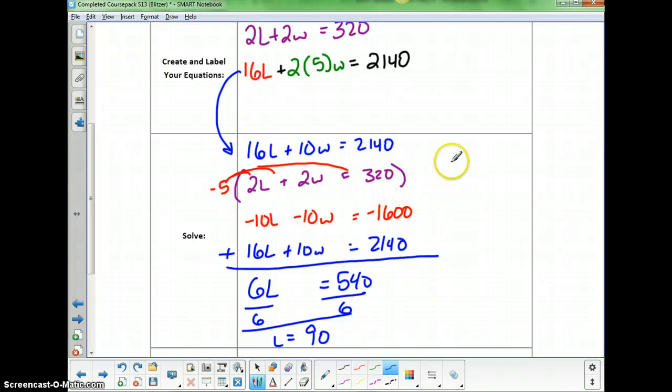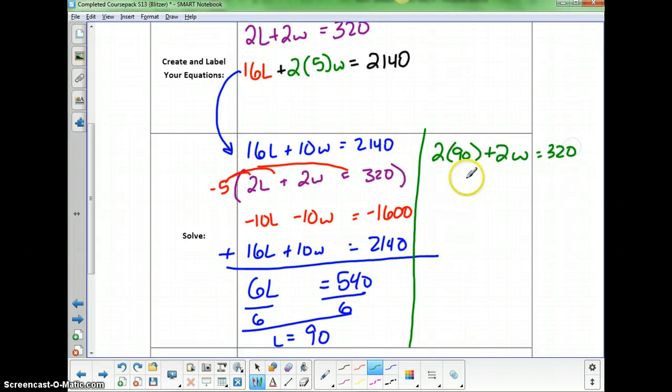Alright, now that I know the value of L, I also need to find the value of W. So let's do that. I'm going to use the top equation for perimeter since the numbers were smaller. So we'll do 2 times L, which is 90, plus 2 times W equals 320. 2 times 90 is 180, plus 2W equals 320.